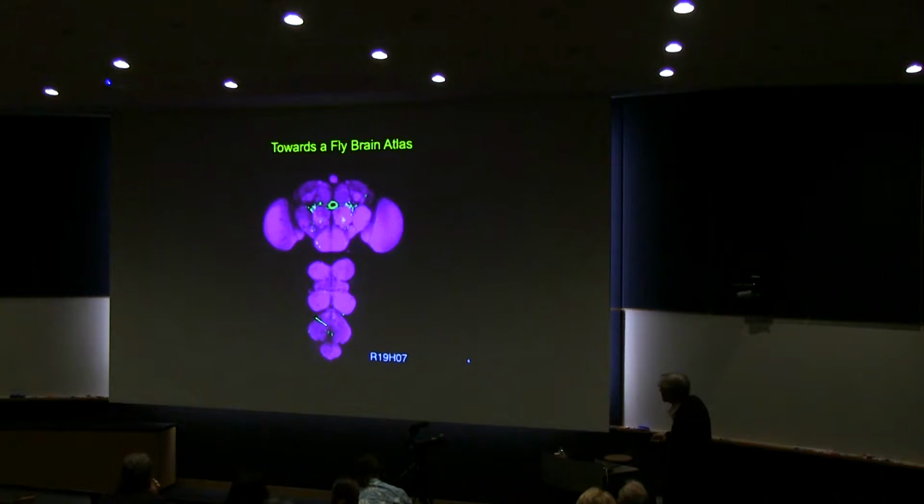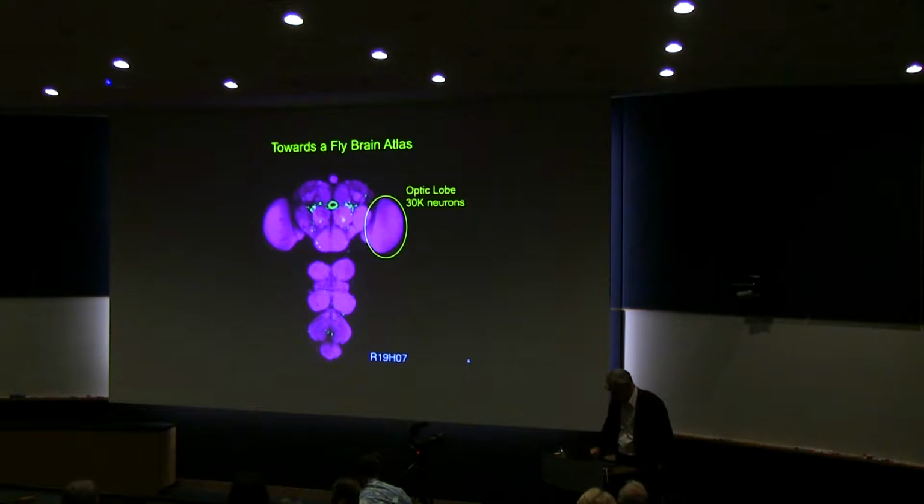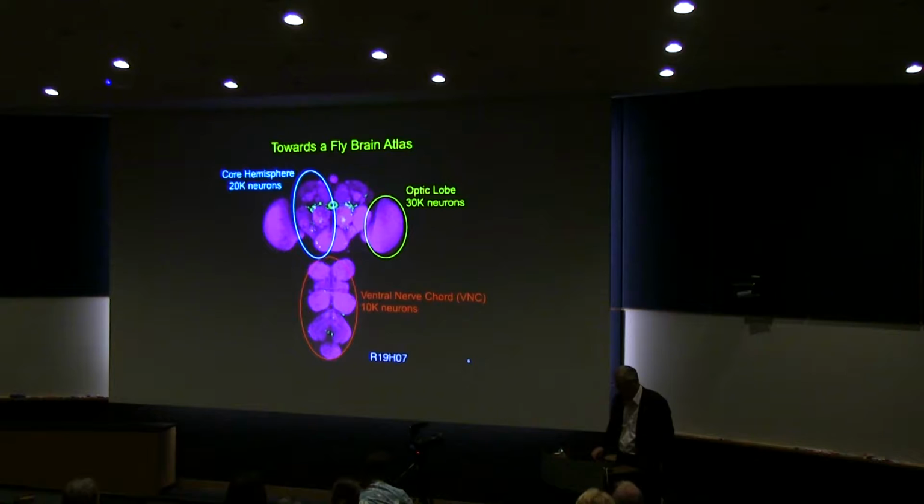So this is an NC82 stained fly brain. There's a general stain that's attracted to wherever the neurons like to make a synapse, to make a connection. And so you get this kind of interesting picture. This is not only the brain, but also the eyes and the central nerve cord. And it's not a very big brain.